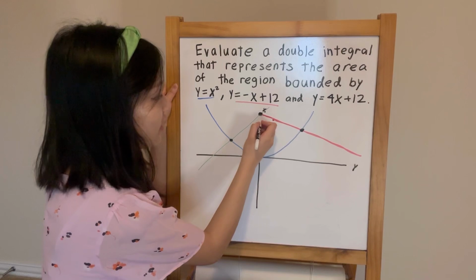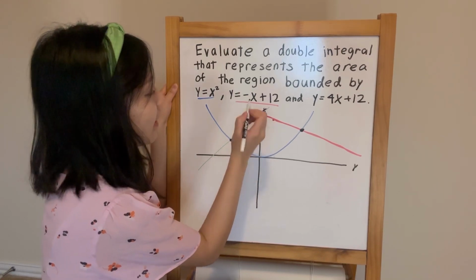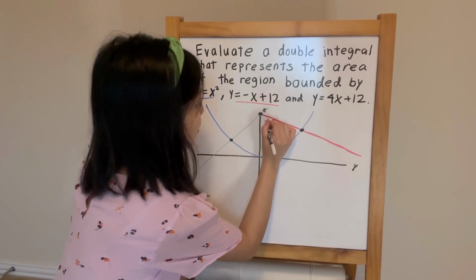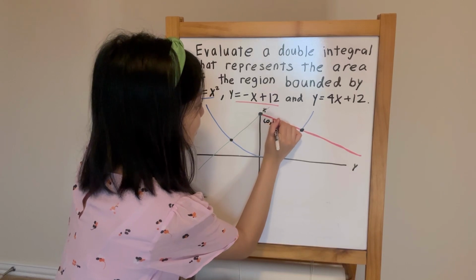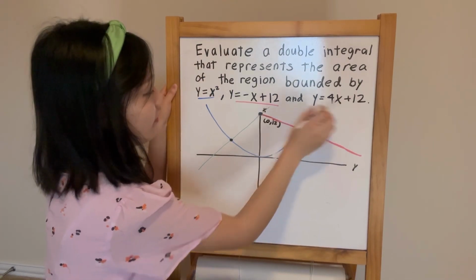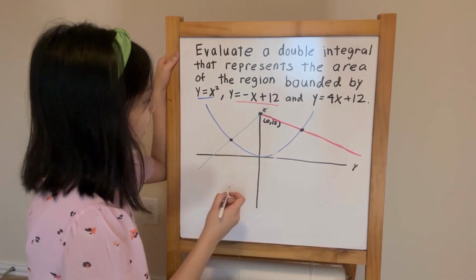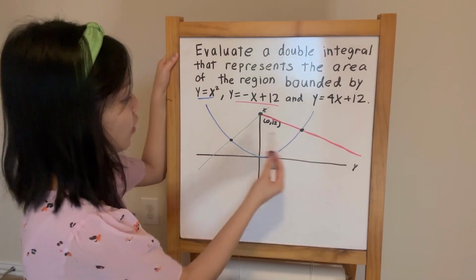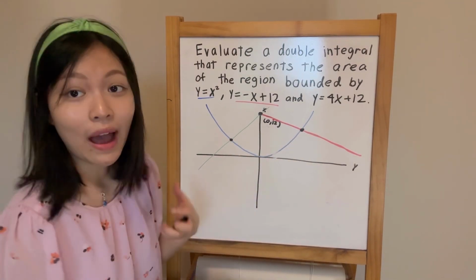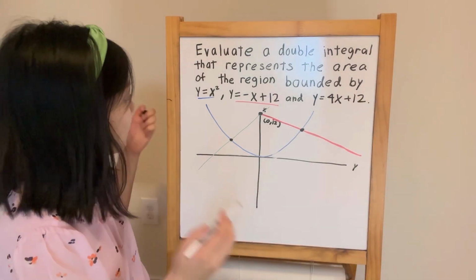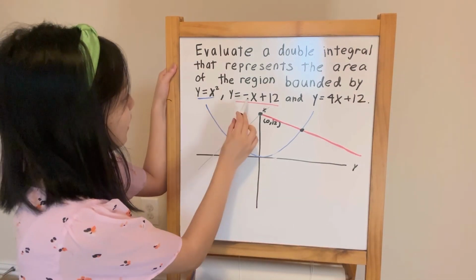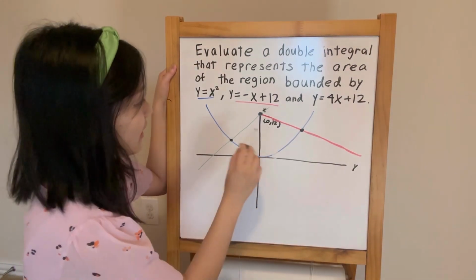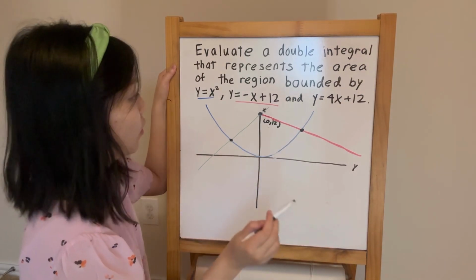And we already know what this point is. This point is going to be (0, 12) because that's the y-intercept of both of these lines. And what about these two points? We need to know what the intersections are. So how do we find them? We can set the equations equal to one another and then find the x and y coordinates.